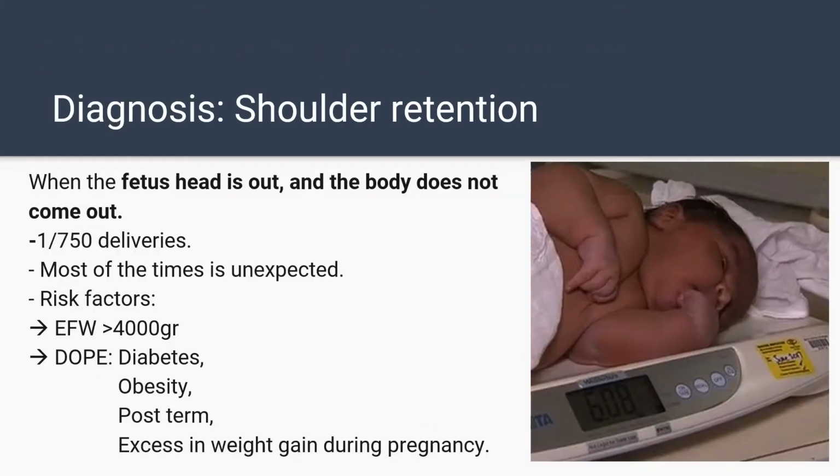impactation of the shoulder. The diagnosis of this emergency is when the fetus head is out and the body doesn't come out. And we have been waiting a little of time, but the body doesn't come out. Some people define it like after 1 minute of the delivery of the head and the body doesn't go out, it means that we can diagnose this disease, but I think that is not a very good definition because we need to act before 1 minute. So it's better to diagnose only when after the immediate delivery of the head, the shoulder doesn't go out, you have to start with the actions.